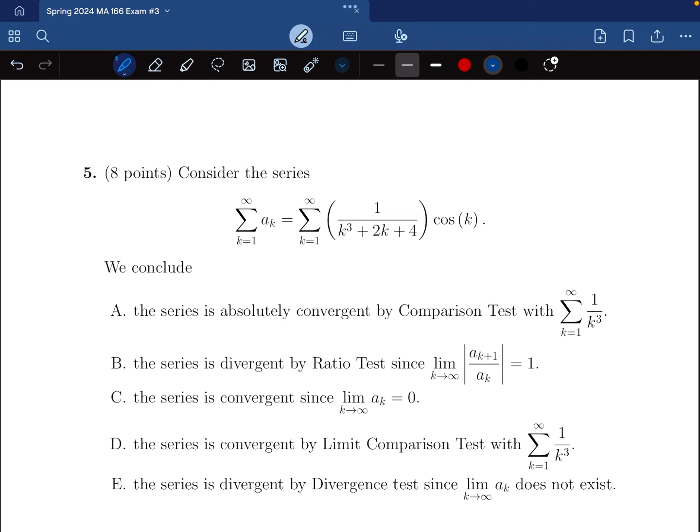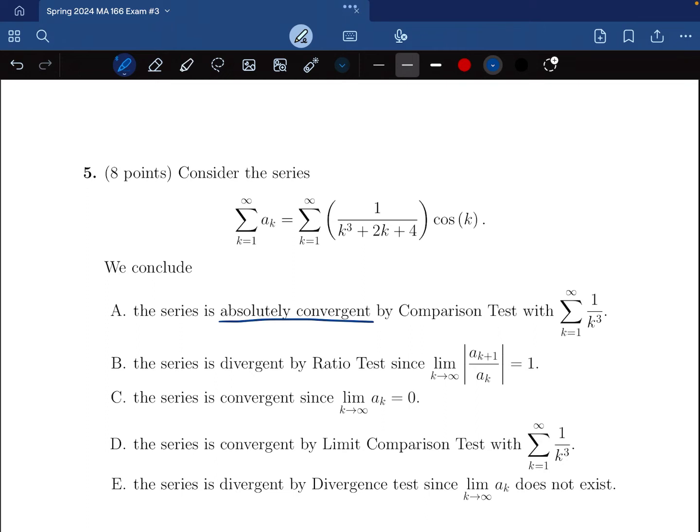Okay, problem 5 says, consider the series a_k, which is equal to 1 over k cubed plus 2k plus 4 times cosine k, from k equals 1 to infinity. Okay, and then they give us 5 statements, which we have to find the one that is correct. So let's take a look at the first statement. The first statement says, the series is absolutely convergent by the comparison test with 1 over k cubed. So the important word here is absolutely convergent.